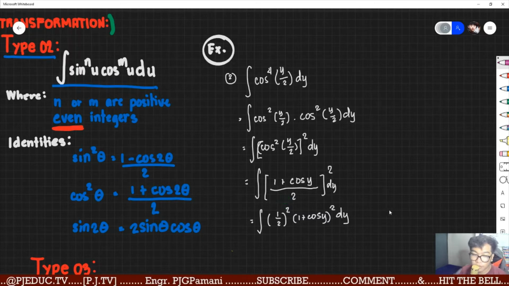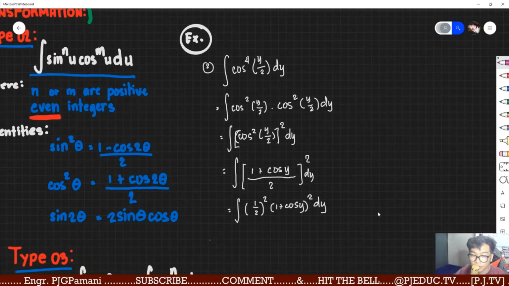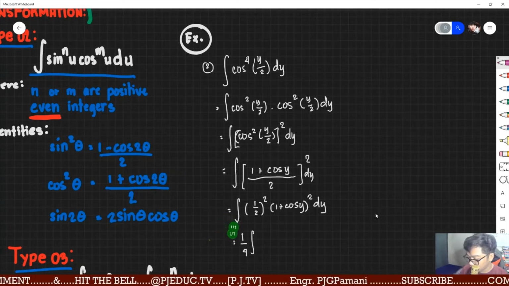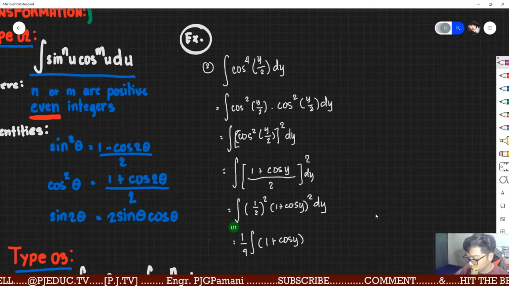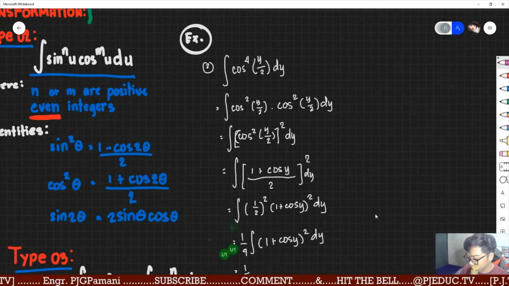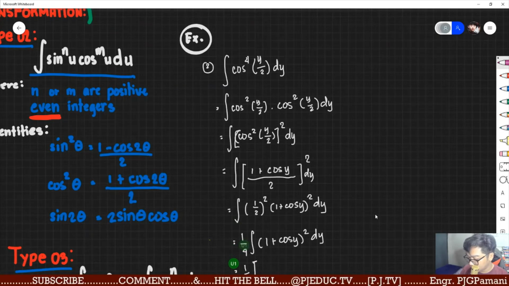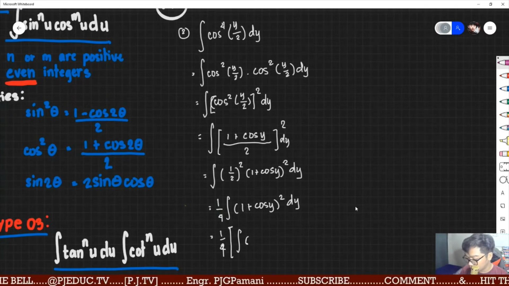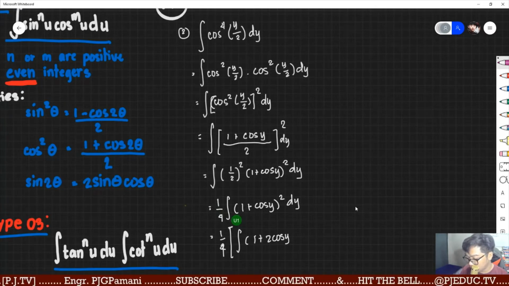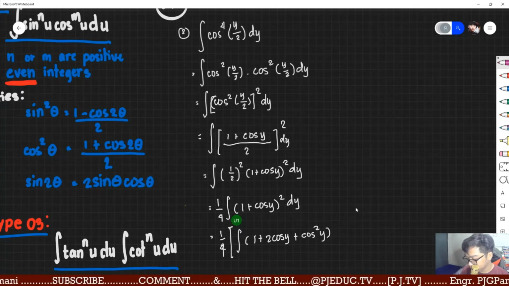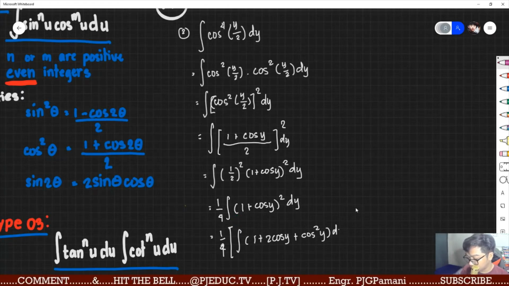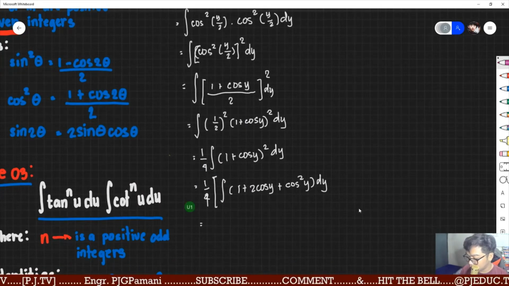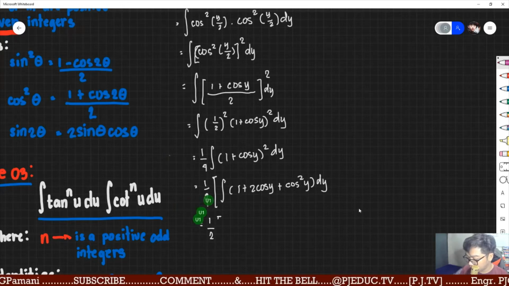Parehas lang naman, di ba? Both of them are still in the exponent of 2. So basically, simplify that. There is now 1/4 integral of 1 plus cosine y squared dy. Simplify further. Introduce natin or expand natin yung ating exponent. That is now 1 plus 2 cosine y plus cosine squared y dy. Right? Introduce na natin yung ating integral sign. Mamaya na yung 1/4. Iwan lang natin yan dyan.